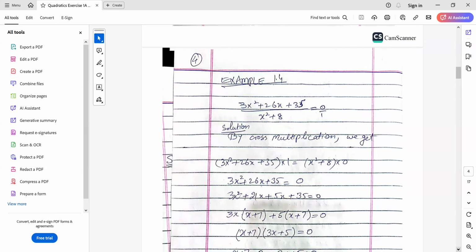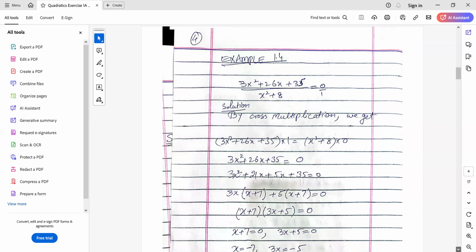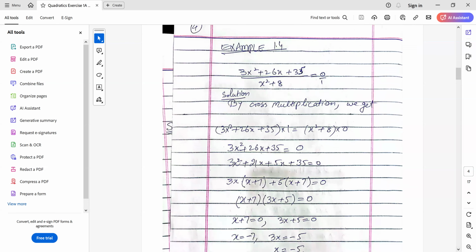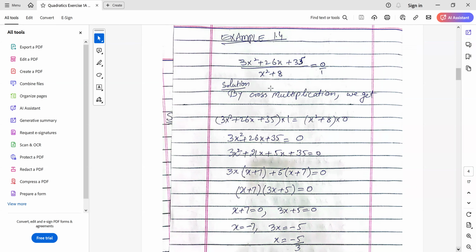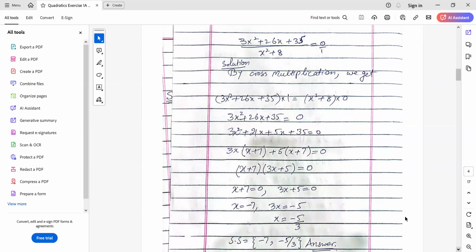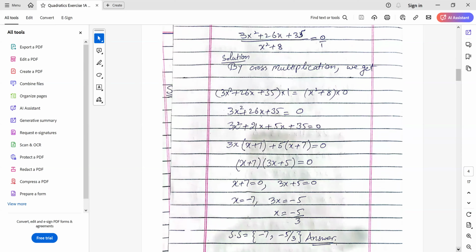Similarly, here is our next example. You can solve this by first reducing it to a quadratic equation by the cross multiplication method, and then you can solve it by using the factorization technique. Same.